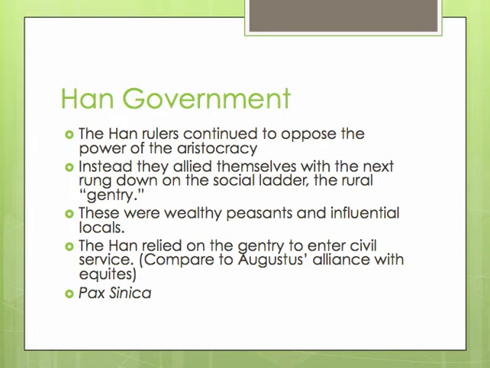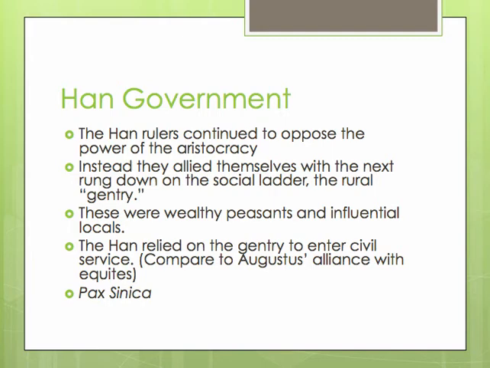They relied on the gentry entering into civil service, and we can see a comparison to ancient Rome as well. Augustus, the Emperor Augustus, really tended to rely not on the old patrician families, but on the equites, the equestrian class of the plebeians, to fill the ranks of the civil service, thus raising their status.